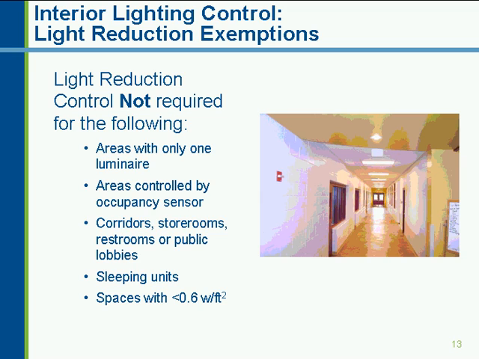There are some exceptions to the interior lighting reduction requirement. Some spaces where it simply doesn't make sense or is impractical to comply with. Areas, of course, with only one luminaire, there's really no practicality of that. Areas controlled by an occupancy sensor are exempted because the occupancy sensor provides, in most cases, more energy savings than a simple bi-level or manual lighting control. Certain space types where it's not practical: corridors, storerooms, restrooms, or public lobbies. There may be security issues in some of these as well, so those are exempted.